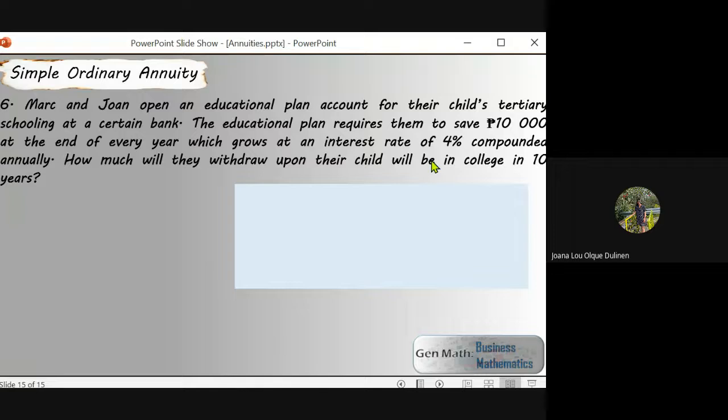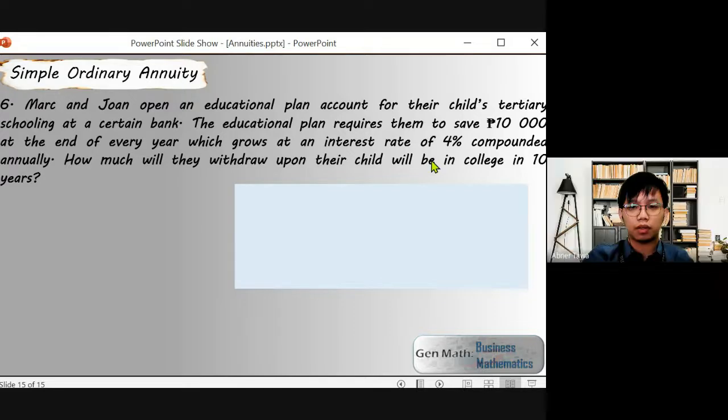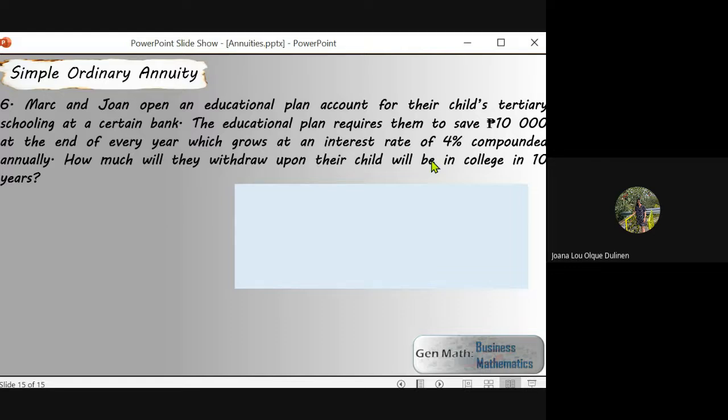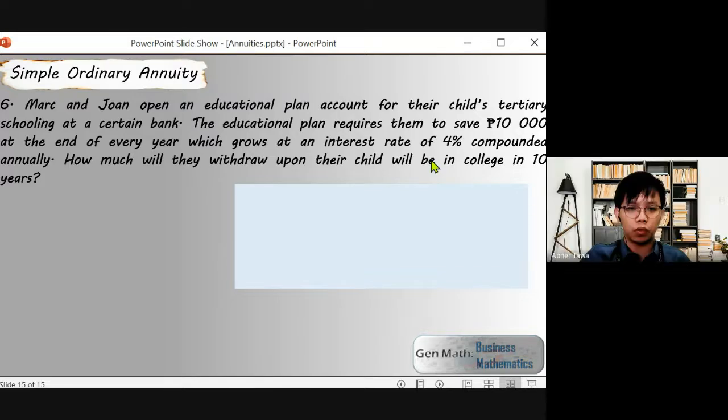Mark and Joanne open an educational plan account for their child's tertiary schooling at a certain bank. The educational plan requires them to save 10,000 pesos at the end of every year, which grows at an interest rate of 4% compounded annually. How much will they withdraw when their child will be in college in 10 years, sir? Okay, thank you. So this worded problem is the same with the situation we have earlier in our first discussion. You just write it in a worded problem.